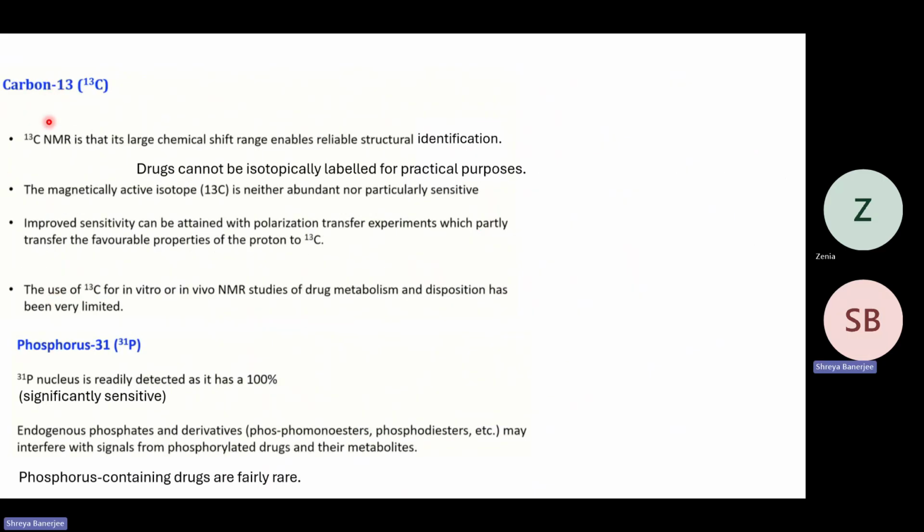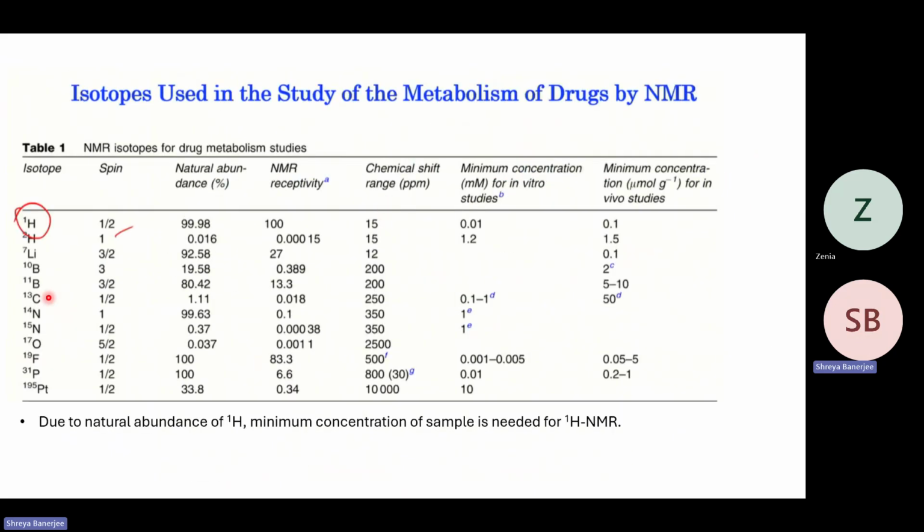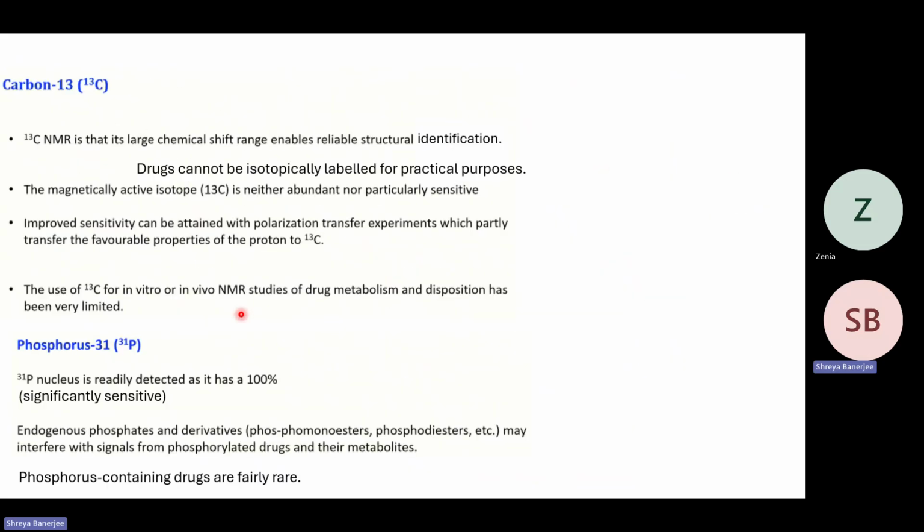Now about 13C, an advantage is the large chemical shift. We know 13C can go from 0 to 150. So the peaks are well separated, which helps in structural identification. The problem is that the magnetically active isotope 13C is not abundant nor particularly sensitive. If we look at the abundance, 13C is only 1.1%. So out of 100 carbon atoms, only one atom will be 13C, rest will be 12C, which is not NMR active.